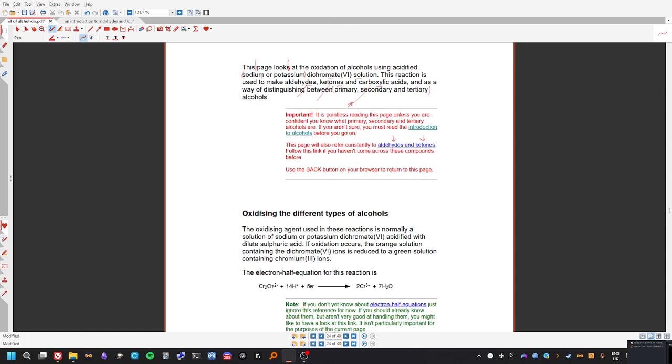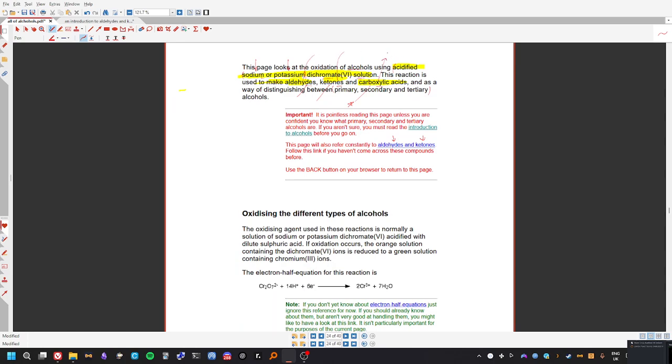So we're gonna talk about alcohols being oxidized using acidified potassium or sodium dichromate solution. It's used to make aldehydes, ketones, and carboxylic acids. We're gonna leave out carboxylic acids because I feel like aldehydes and ketones are the biggest ones, but let's keep them in. Now I just want to write down what aldehydes are, what ketones are.